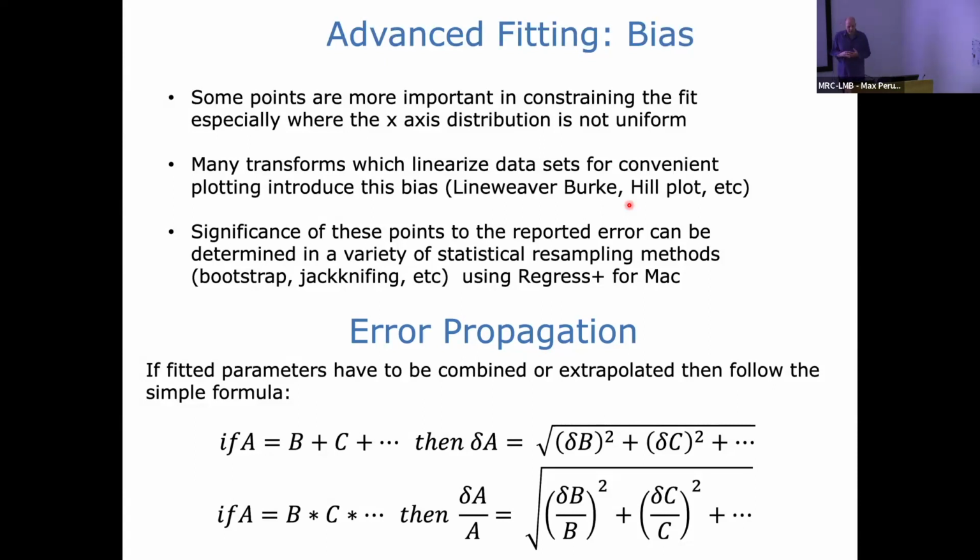And there are various other programs to resample your data, like bootstrap and jackknifing, to see how the points determine the fit. For propagation of errors, if you need to add things together, it's simply the square root of the sum of the squares of the deviation or standard mean. But if you multiply together, then you need to do this formula here, where it is the square root of the sum of the squares of the ratio of your deviation against what your parameter is.